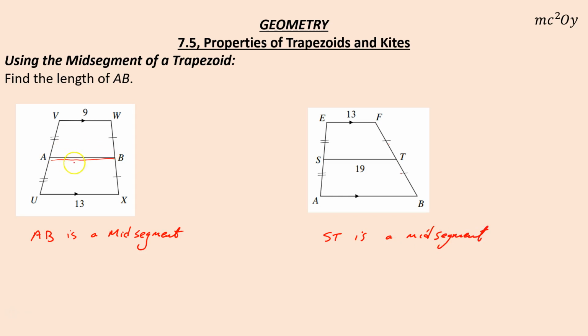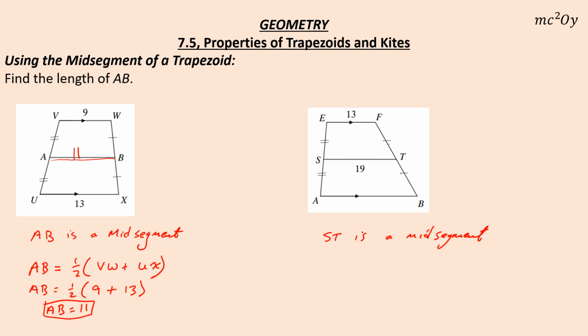And so AB, if that's the midsegment, I know then AB is equal to 1/2 of the sum of VW plus UX, which means AB is equal to 1/2 of 9 plus 13. Or AB is equal to 1/2 of 22. Half of 22 is 11. So AB is 11.